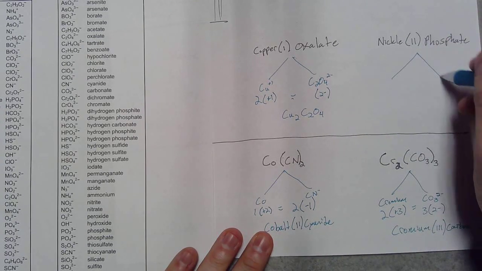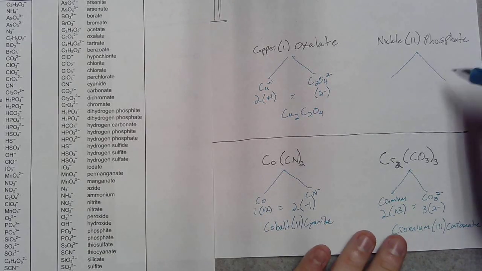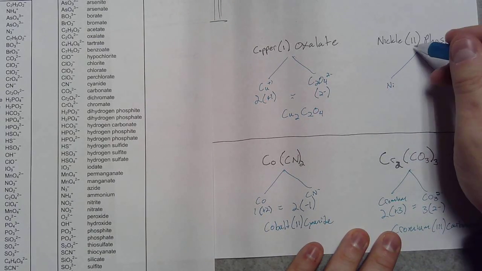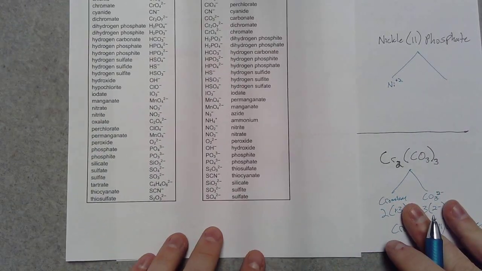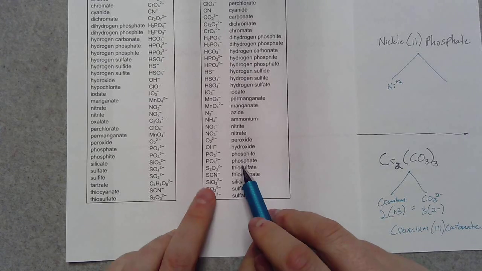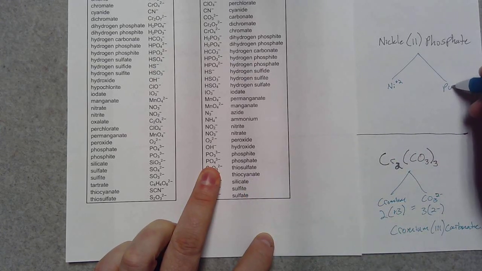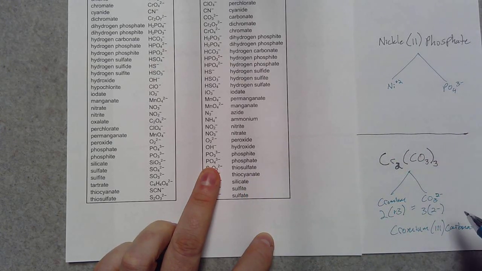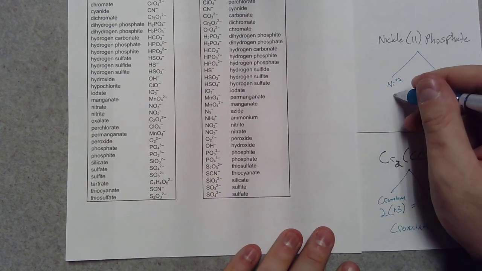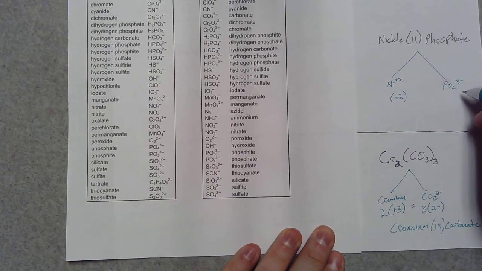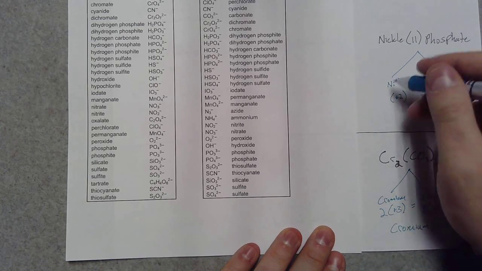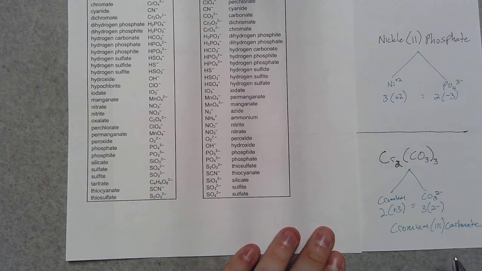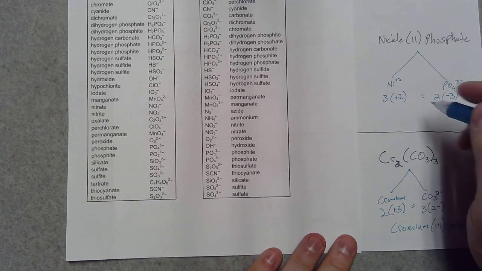All right, last one we'll do together. Okay, so I've got nickel. I see that too, so I know it's a plus 2 charge. I've got phosphate, so I use my list to find phosphate. Phosphate's right here. It's PO4 3 minus. Okay, so I have a plus 2. I have a minus 3. I've got to get them to equal each other. Lowest common denominator is 6, so how do I make them both 6? Right, there we go.